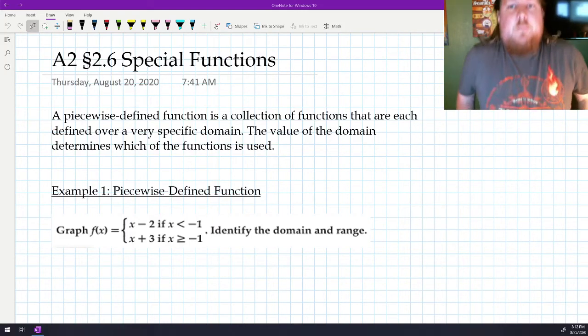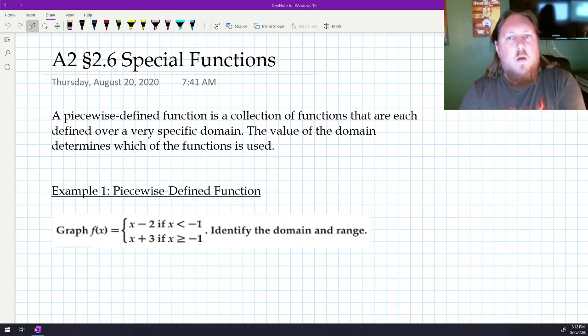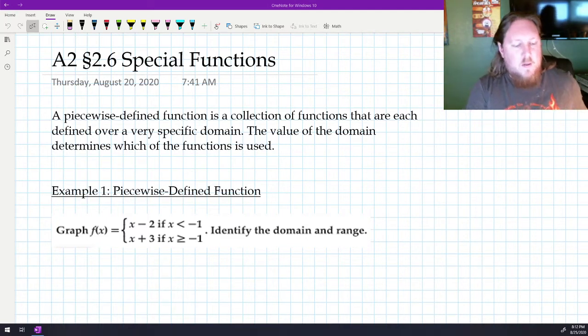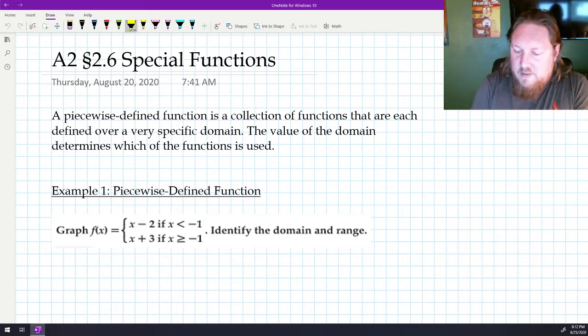Algebra 2, Chapter 2, Section 6, Special Functions. There's lots of different kinds of functions, and some of them only get mentioned on occasion. This section is all about being able to recognize some of the ones that are kind of unique and interesting to look at. So, the first one we're going to talk about is the piecewise defined function.